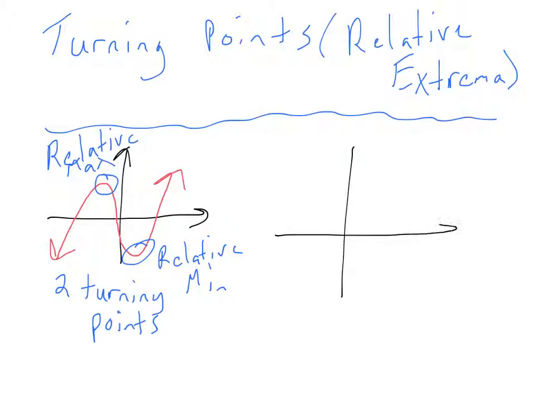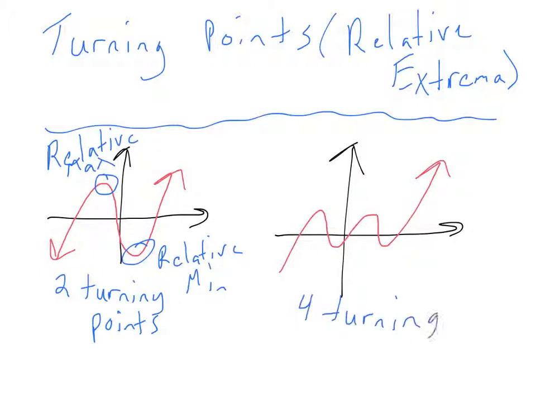And then a function like this has how many turning points? 4. 4 turning points. So knowing what a turning point is not super technical. In this book, we'll call them turning points, and when we get to calculus, we'll start calling them relative extrema.